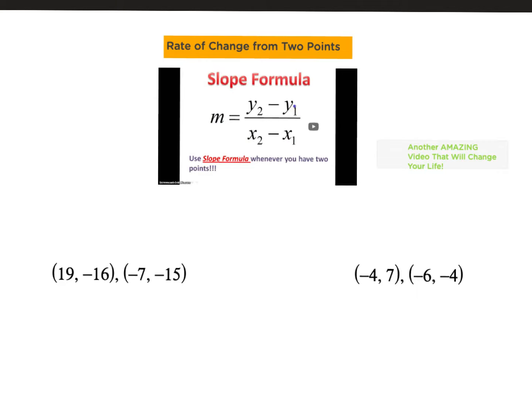Hey mathematicians, in this video, I'm going to show you one last way to find slope or rate of change. So far we've done a table and a graph and an equation. The last is going to be from two coordinates. So I'm going to zoom in here on the first example.